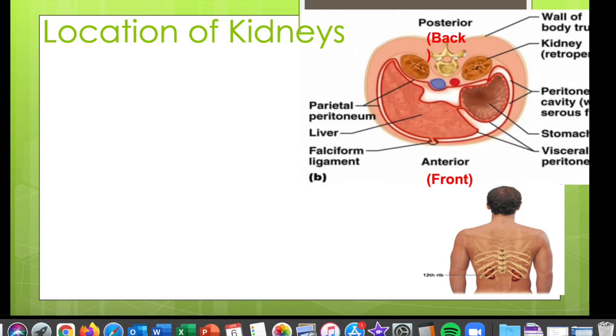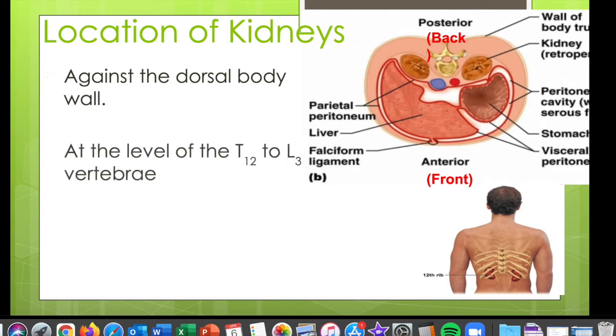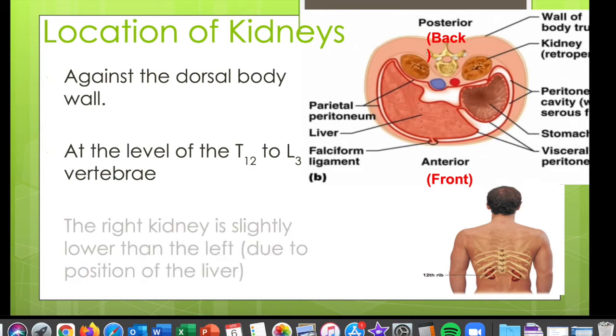For the location of our kidneys, they're going to be against the dorsal wall of our body, or along the back wall of our body. You can see that here. The structure right here is our vertebrae. So this would be the belly side of the body and the back side of the body. It's going to be right at the bottom of your rib cage, and on either side of your vertebrae, I should say.